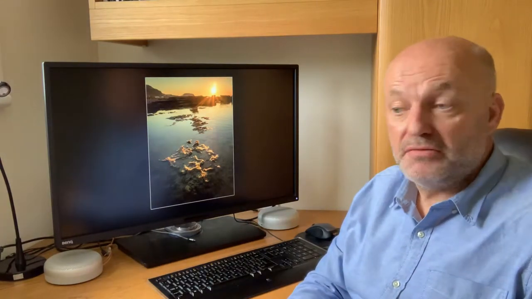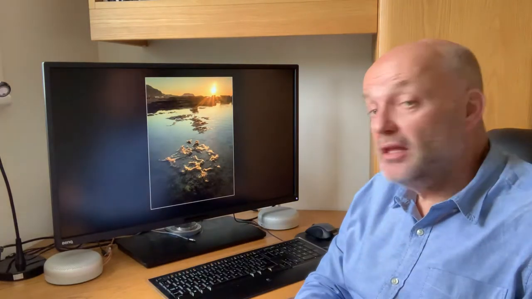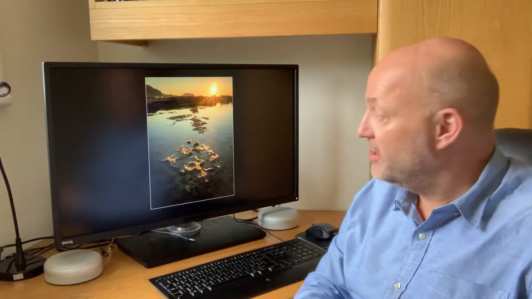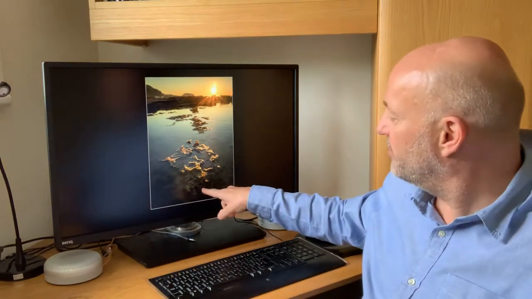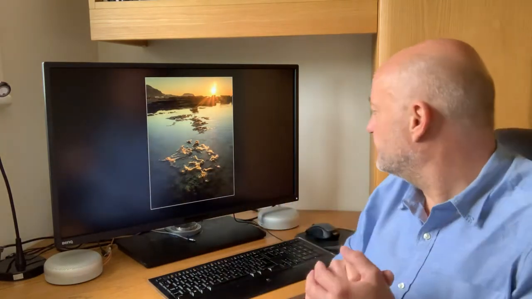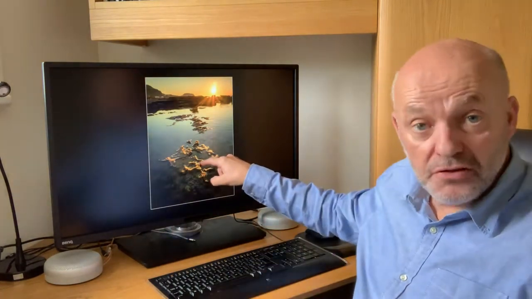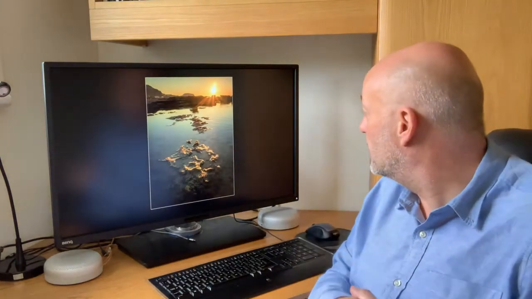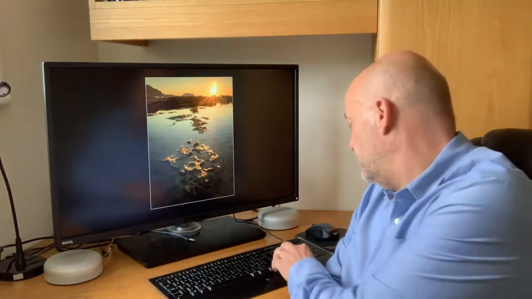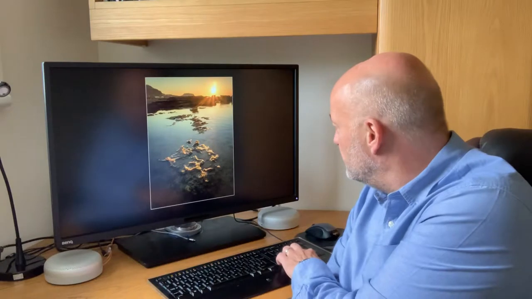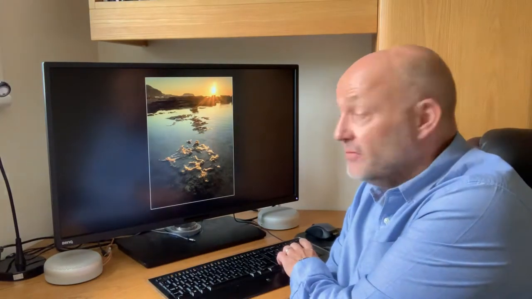Rock pools on the way back from a shoot. Thing I like about this picture is that I used the fully articulated screen and I held it literally above the water, right there. Focus using the touchscreen. Why am I pointing like that? I don't know. I focused right here using the touchscreen and got that, which I like. Again, there's depth to it. The light's nice.